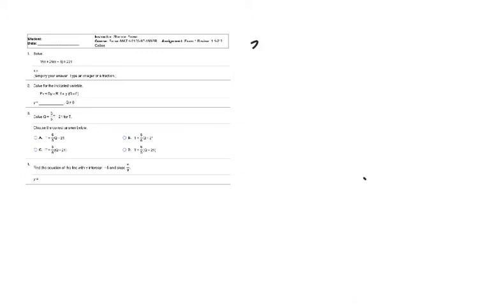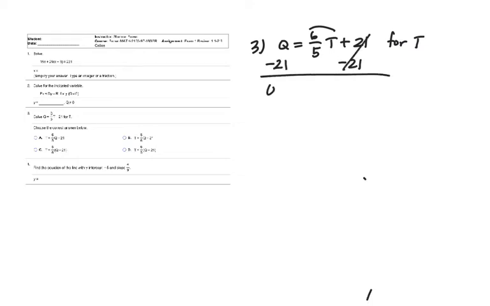Okay, number 3 says to solve q equals 6/5 times t plus 21, and we'll solve the equation for t. Okay, so we want to first isolate the 6/5 t. We'll subtract 21 on both sides. We have q minus 21 equals 6/5 t.